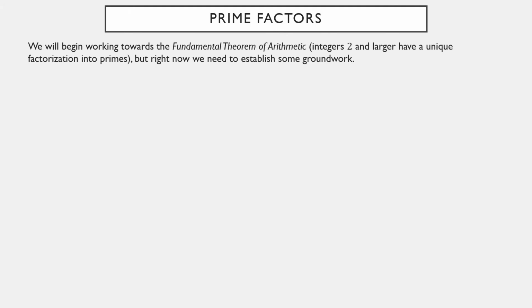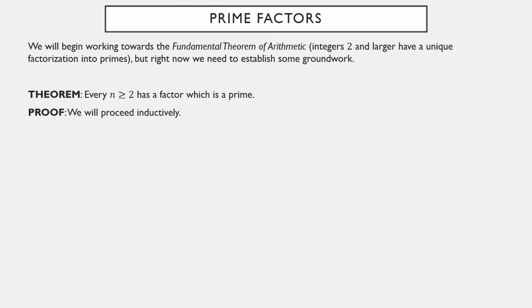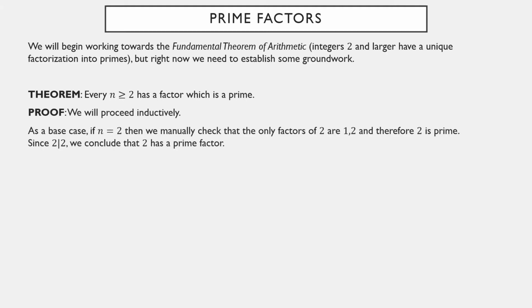What we're working towards is something called the fundamental theorem of arithmetic, that every number 2 or larger can uniquely be factored as a product of primes. But before we get there, we have to lay some ground rules. So first, every number 2 or larger has at least one factor which is a prime number. And we're going to prove this inductively. Observe that our base case is n equals 2. That's the smallest integer this theorem claims to apply to, and we simply manually check.